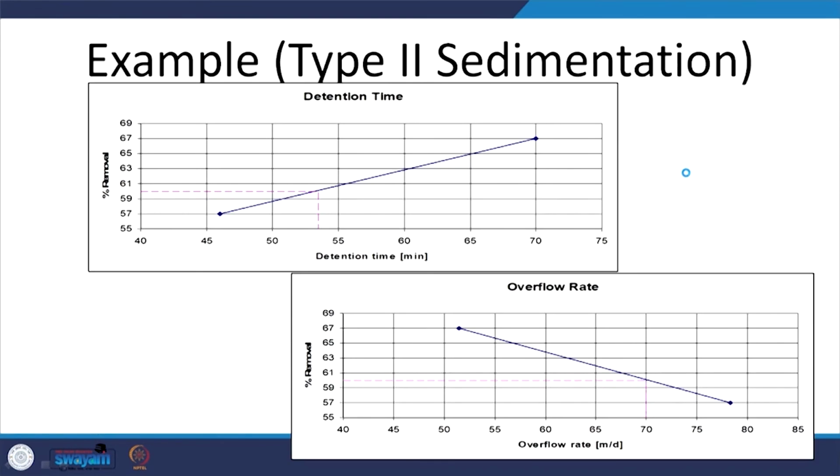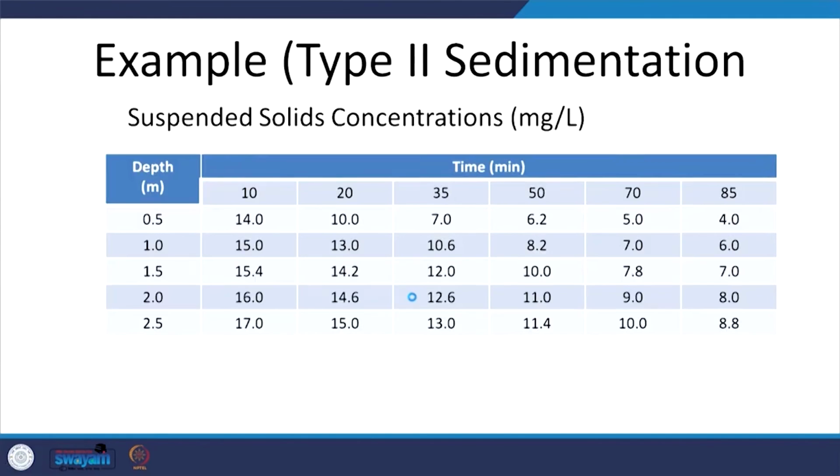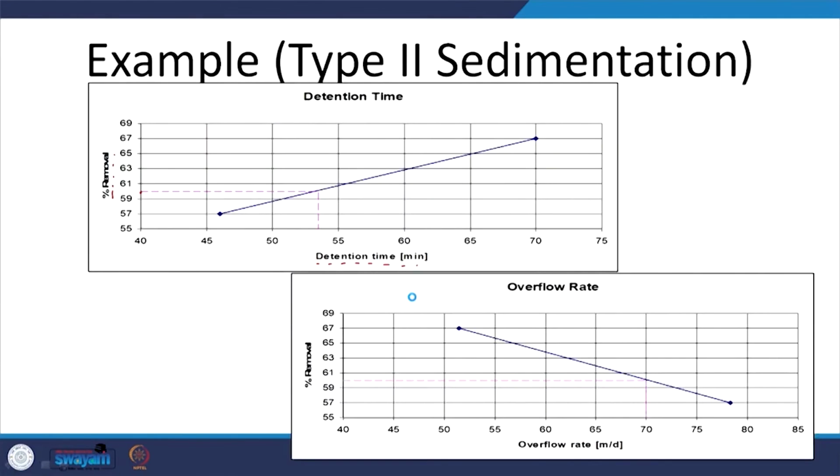After I calculate that, I will be able to plot the percentage removal against the detention time. From this, what was the percentage removal that was requested? I believe it was 60%. Let us look at it: 60% removal was required. So, for 60% removal, from this graph I see that a detention time of maybe 53 minutes or so is required.